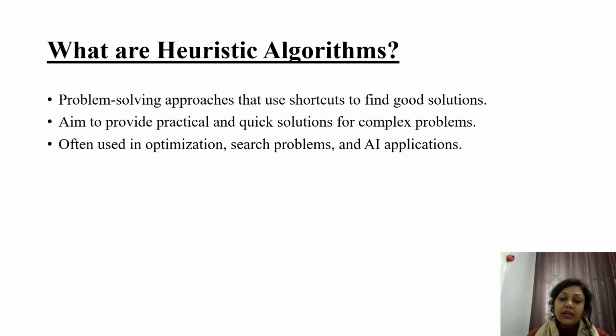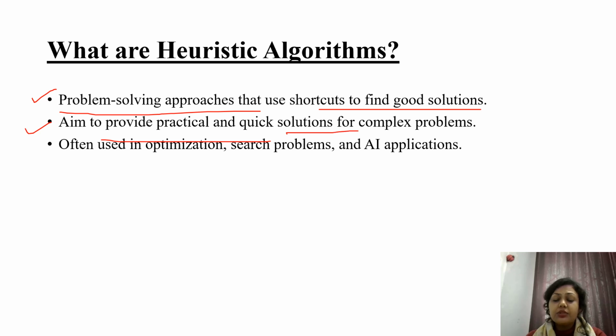Now, what are heuristic algorithms? The term heuristic helps the algorithm make smarter decisions about which path to explore, making them more efficient. These are problem solving approaches that use shortcuts to find good solutions. Our aim is to provide a practical and quick solution for complex problems. How can we do it? We can use a heuristic function.